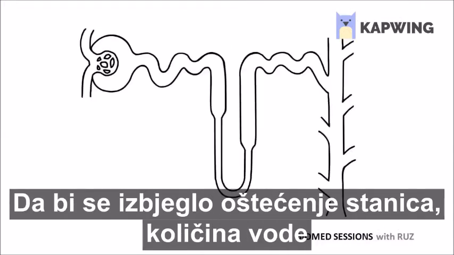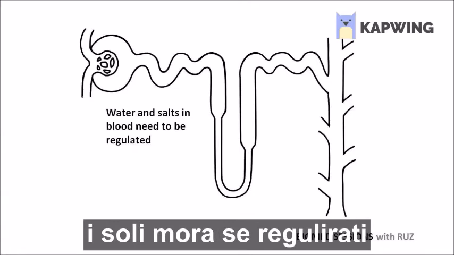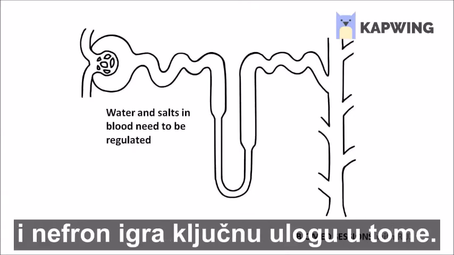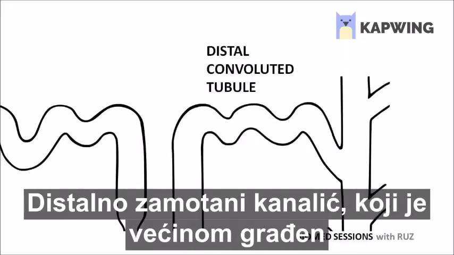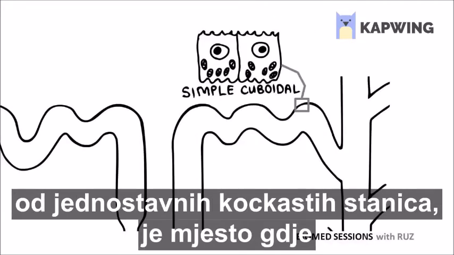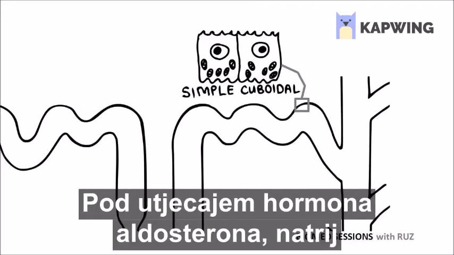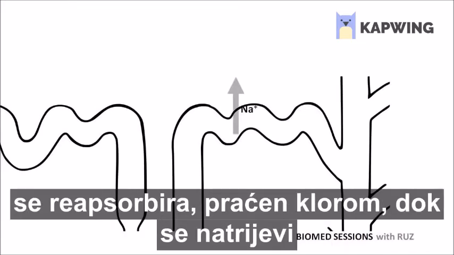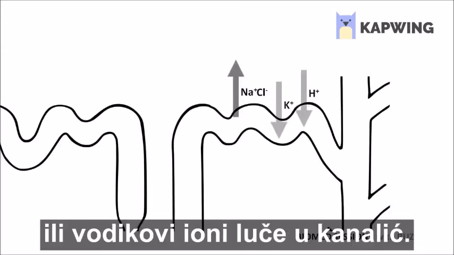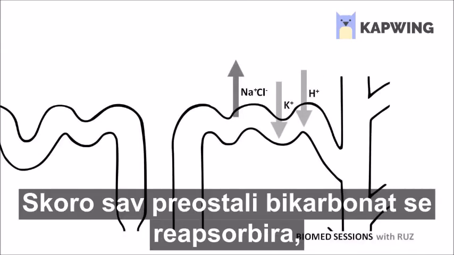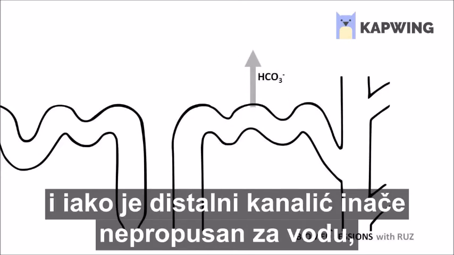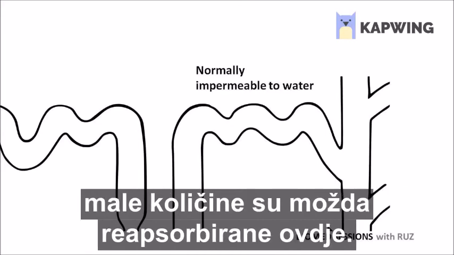In order to avoid cell damage, the amount of water and salts in the blood needs to be kept regulated, and the nephron plays a vital role in this. The distal convoluted tubule, which is made up mostly of simple cuboidal cells, is the place where initial adjustments are made to the filtrate. Under the influence of the hormone aldosterone, sodium is reabsorbed, followed closely by chloride, whilst potassium or hydrogen ions are secreted into the tubule. Almost all remaining bicarbonate is reabsorbed, and although the distal tubule is normally impermeable to water, small amounts may be reabsorbed here too.